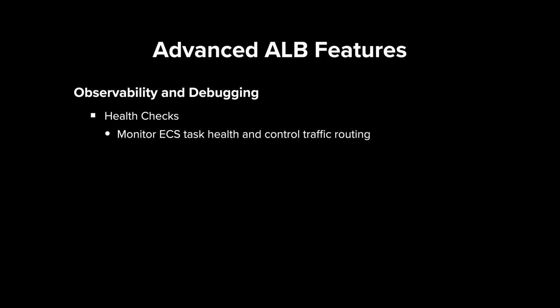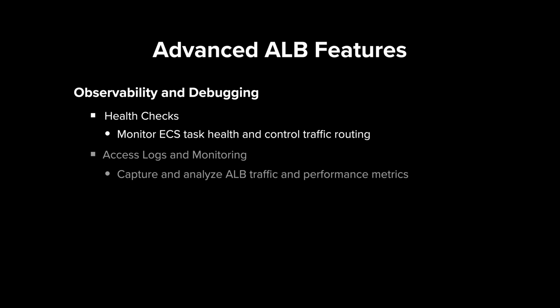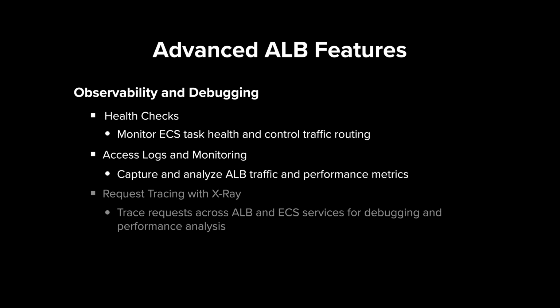Health checks are used to monitor the health of ECS tasks and control how traffic is routed. We've already covered this topic in detail in a previous video. With access logs and monitoring, you can capture ALB request logs and metrics to better understand traffic patterns and identify issues. Request tracing with AWS X-Ray allows you to trace requests as they flow through the load balancer and ECS services, which is especially useful for debugging and performance analysis.